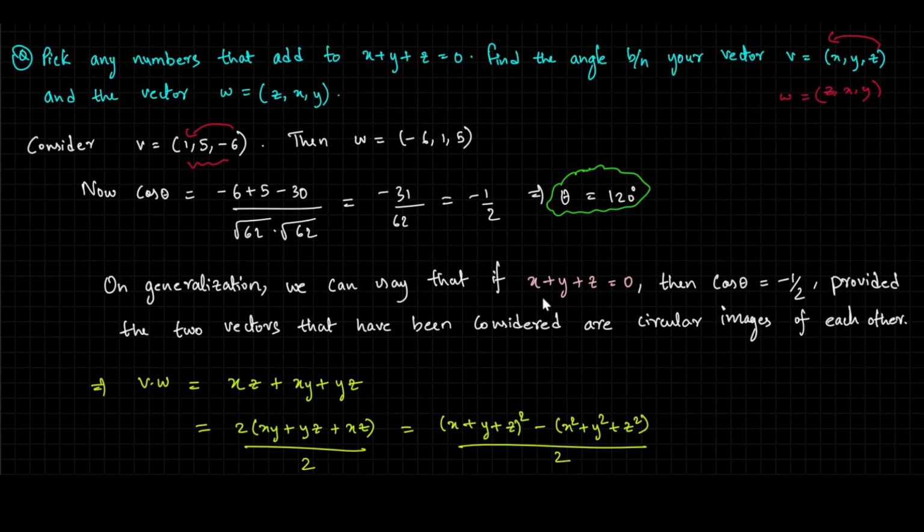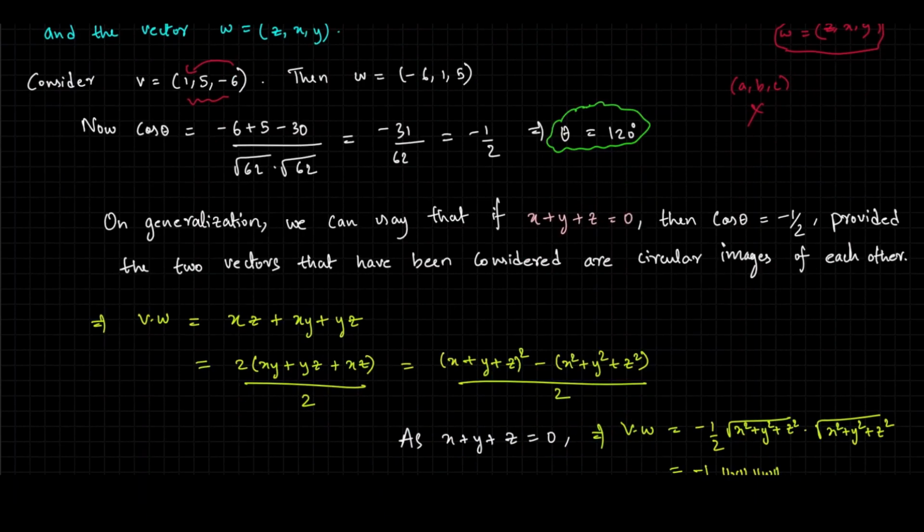Fine. It's not like if your x plus y plus z is equal to 0, and you consider some other second vector to be (a, b, c), which has no relevance with v, you'll get this cos theta to be minus 1 by 2. Okay, that's not the case. So you must have the second vector to be the circular image of the very first vector that you have chosen. So the dot product of v vector and w vector, the proof here, is xz plus xy plus yz, isn't it?